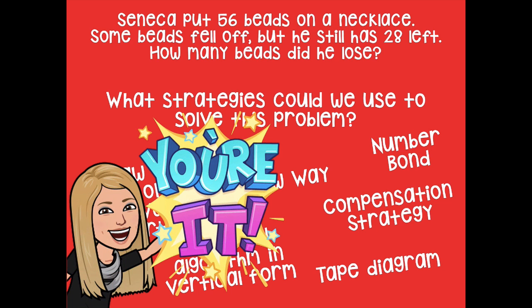Okay, so you guys are going to pause the video. You're going to solve this problem about Seneca, and then you're going to choose two strategies. So you're going to take your dry erase board and draw a line right down the middle and choose one strategy and solve it on the left side. And then you're going to choose a second strategy and solve it on the right side. And then once you solve that problem two different ways, you're going to click play and we're going to go over the different ways to solve this problem. Okay, so pause the video, choose two strategies, solve the problem, and then click play when you're ready to go over it together.